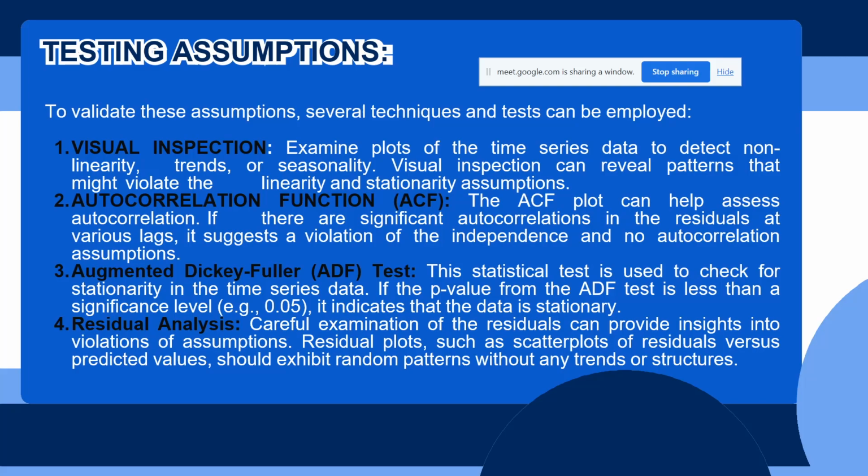So careful examination of the residuals can provide insight into violations of assumptions. Residual plots, such as scatter plots of residuals versus predicted values, should exhibit random patterns without any trends or structures. So meaning the residuals are examined for violations of assumptions. That is the purpose of residual analysis. Residual plots should display random patterns without trends or structures.